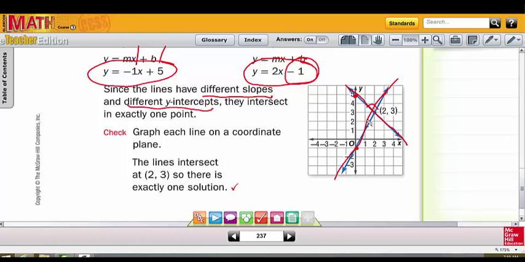So we have a solution that looks to be right here, which is (2, 3). We graphed each line on the coordinate plane, just did that. The lines intersect at (2, 3). There is exactly one solution.